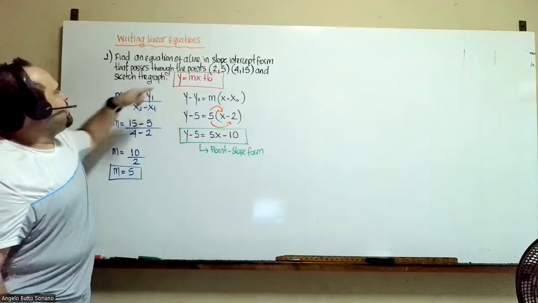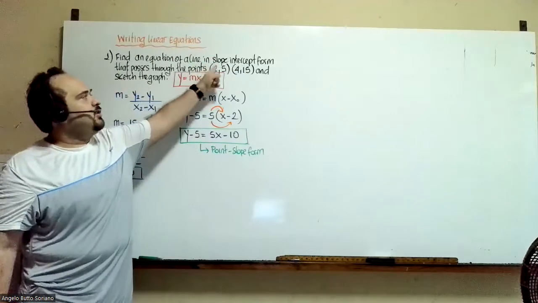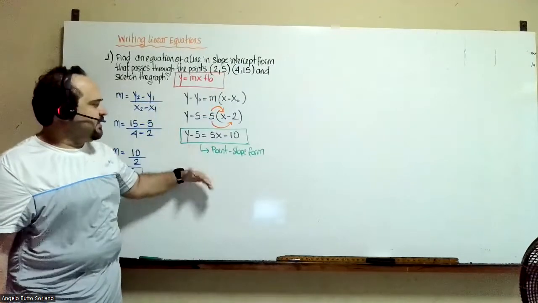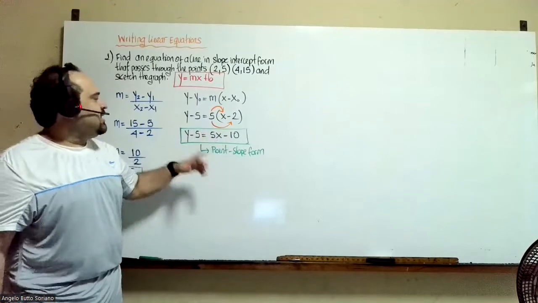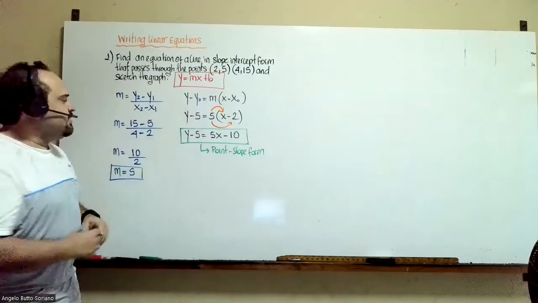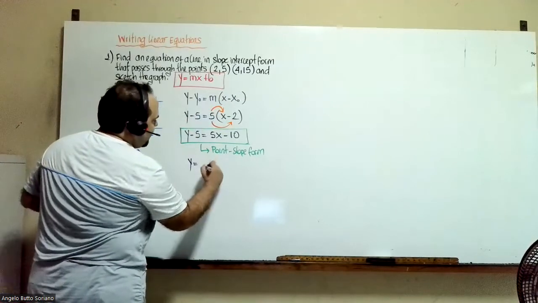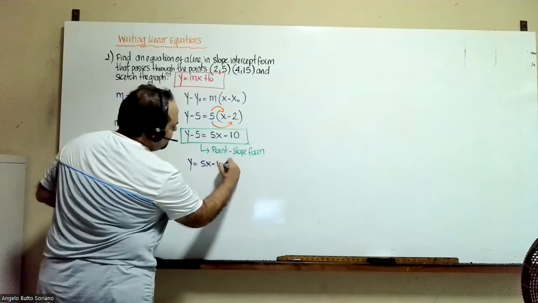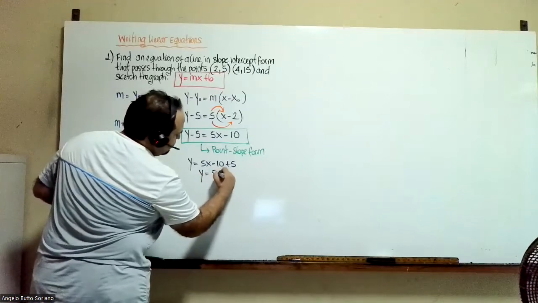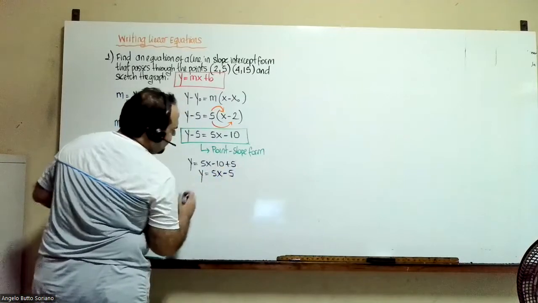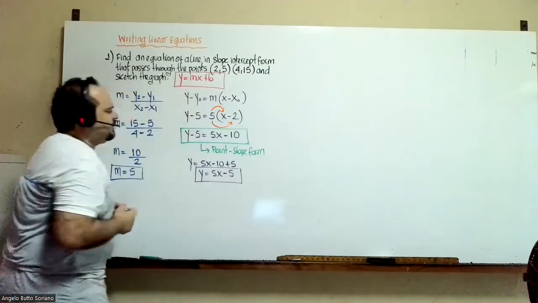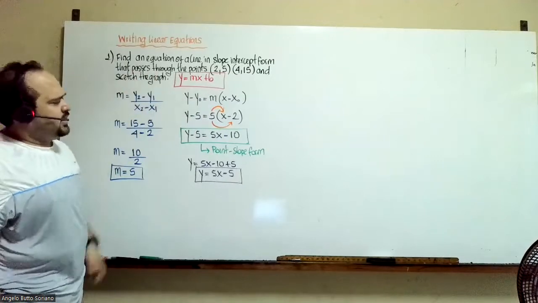But as a matter of fact, the problem asks to write the equation in the slope intercept form. So basically, the only thing that we must do to complete the task is solve for y, because the number 5 is being subtracted, so it passes to the other side adding. We have y equals 5x minus 10 plus 5, and the answer will be 5x minus 5. And that's it. We have the equation of the line written in the slope intercept form.